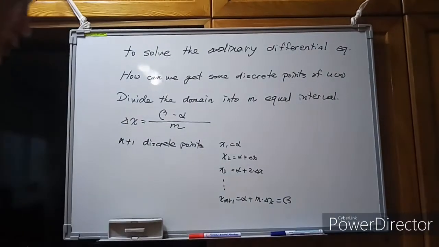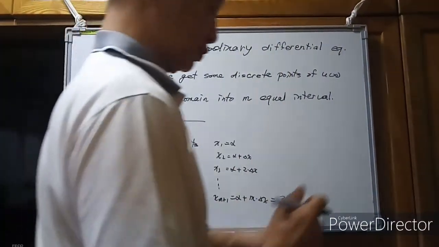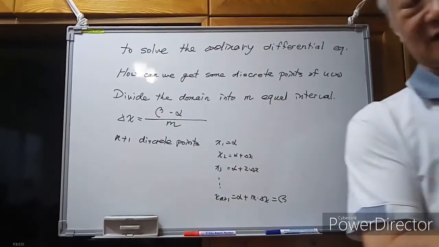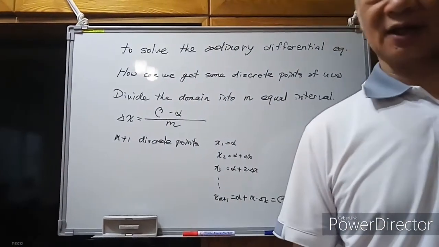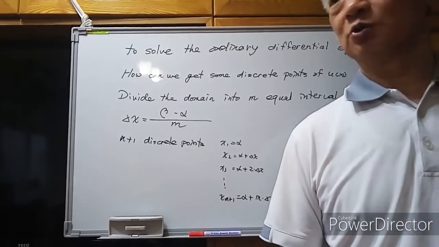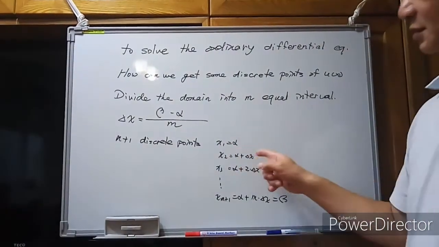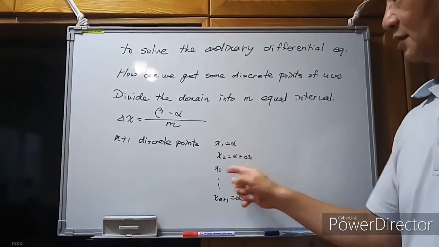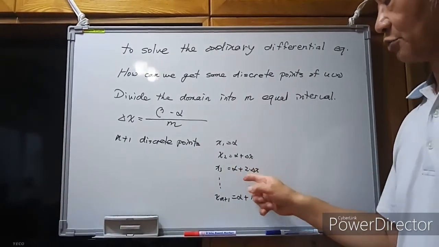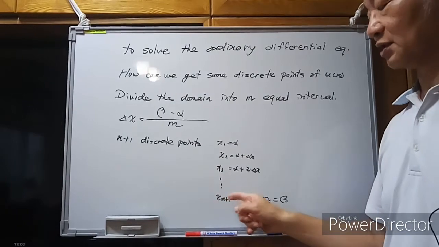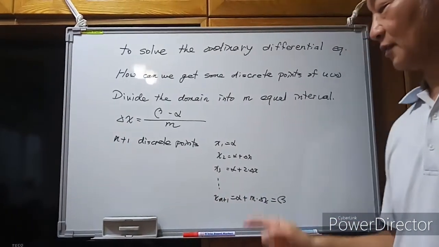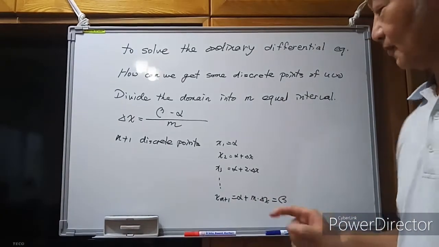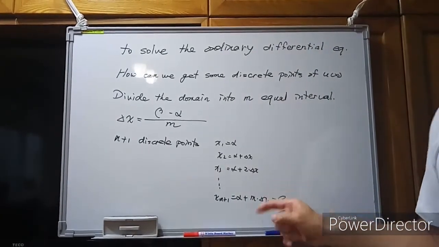So the first discrete point, which is called x1, will be the left end point. The x1 is equal to alpha. And the next discrete point will be alpha plus delta x. And also we can calculate the x3, until the last point, x n plus 1, which is alpha plus n times delta x. It is beta.